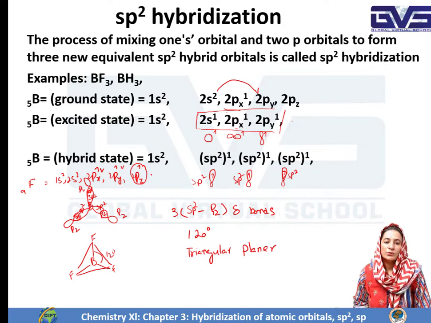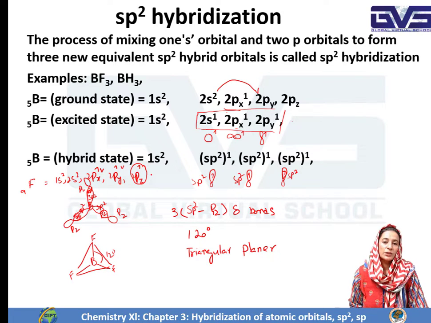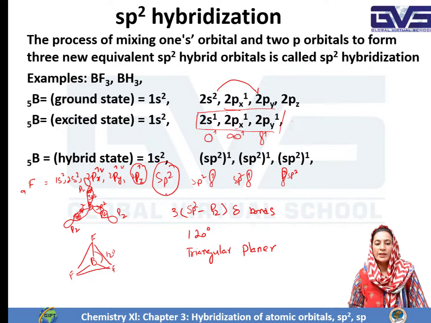So when you are asked to draw the shape of BF3 or BCl3, you have to tell about the hybridization: ground state, excited state, hybrid state, and the type of hybridization, which in this case is sp2. Then tell about the bonds, angles, and the shape of the molecule. In this way, the trivalency of boron is explained.